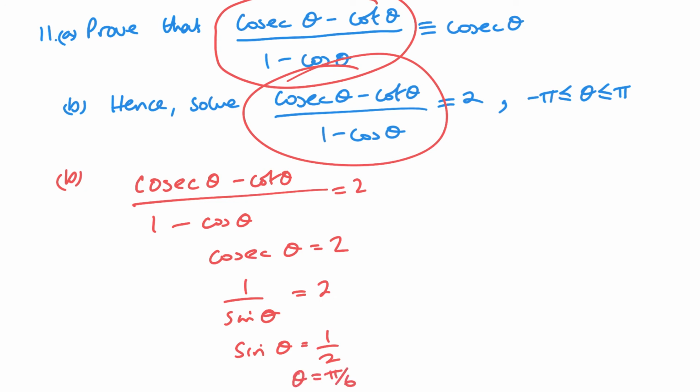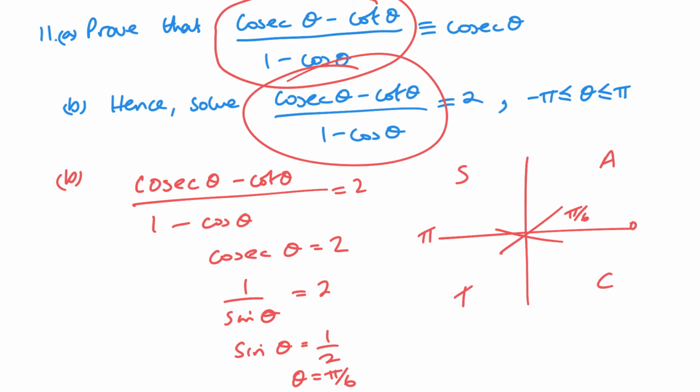Now I need to just check out my range. So again, using the CAST method, we got pi by 6, and we've got to go from 0 to pi, positive direction, and then we need to go from 0 to negative pi in the negative direction.